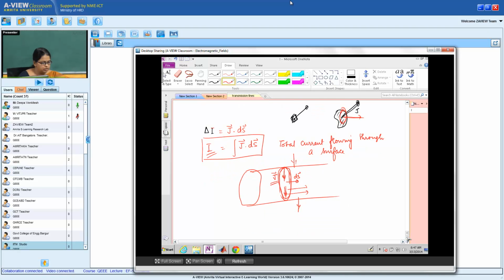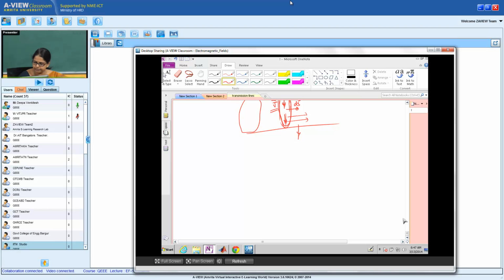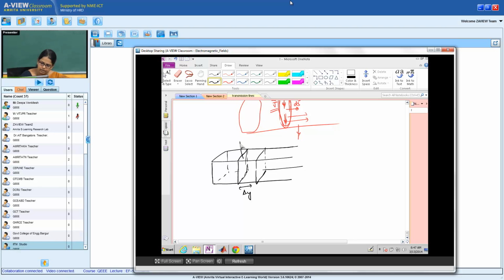Now, let us look at this in a little more detail. Let's say this is my conductor, and I'm talking about an area, a rectangular cross section. The conductor has a rectangular cross section, and I'm talking about two areas which are delta y apart. Let's say the infinitesimally small area I'm considering is delta S.